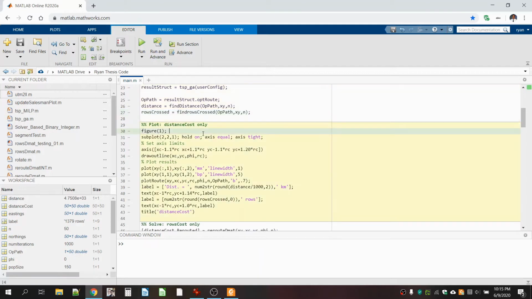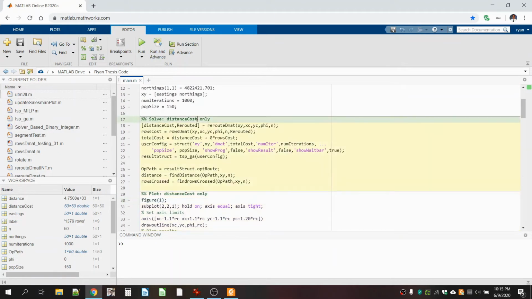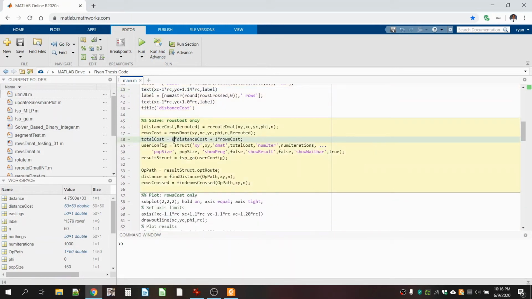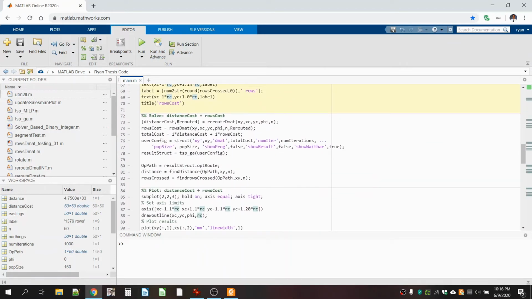And then I go on to do, so this was distance cost only solving. This is plotting it. So then I'm going to solve and plot just the rows cost. Now, the only thing changing in all these sections is just this line right here. I'm changing what the total cost is. And then running the algorithm based off of that new cost matrix.